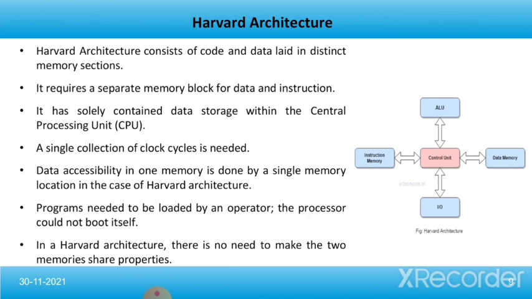It contains data storage within the CPU, and a single collection of clock cycle is needed. The data accessibility in one memory is done by a single memory location in the case of Harvard architecture. Here programs need to be loaded by an operator, and the processor could not boot itself. In a Harvard architecture, there is no need to make the two memories share properties. As two memory locations are given, the instruction memory location is different and the data memory location is different, so there is no need to share the memories.